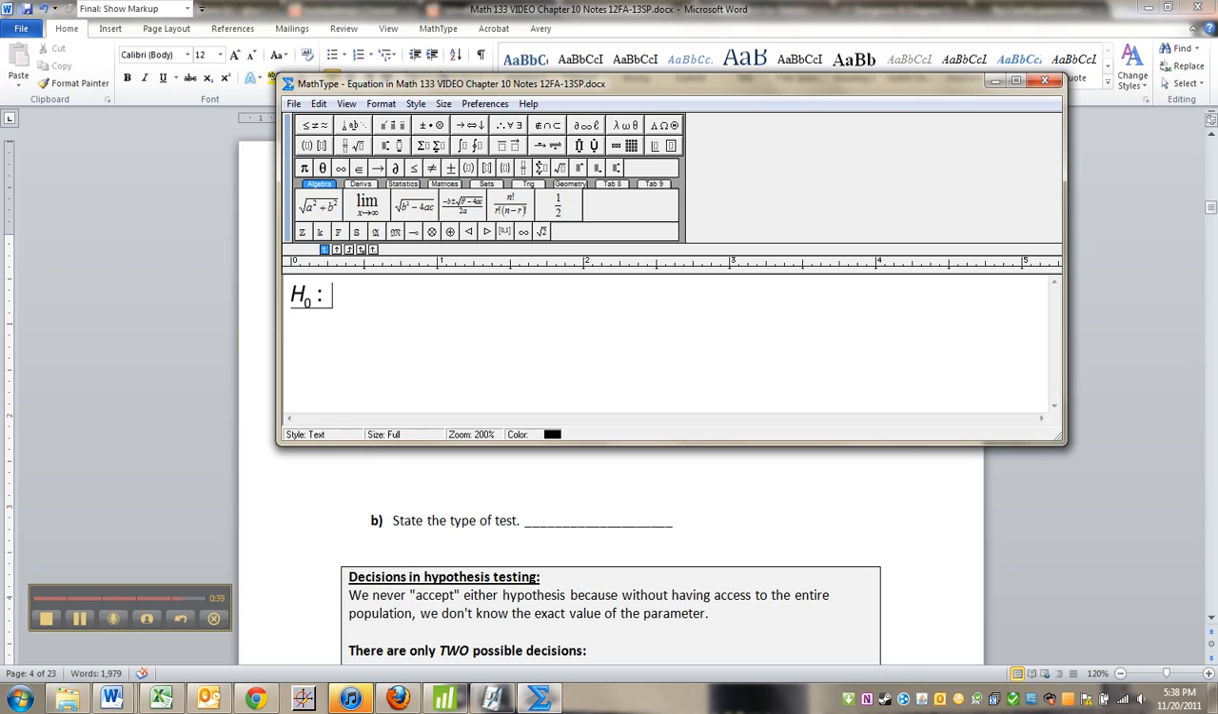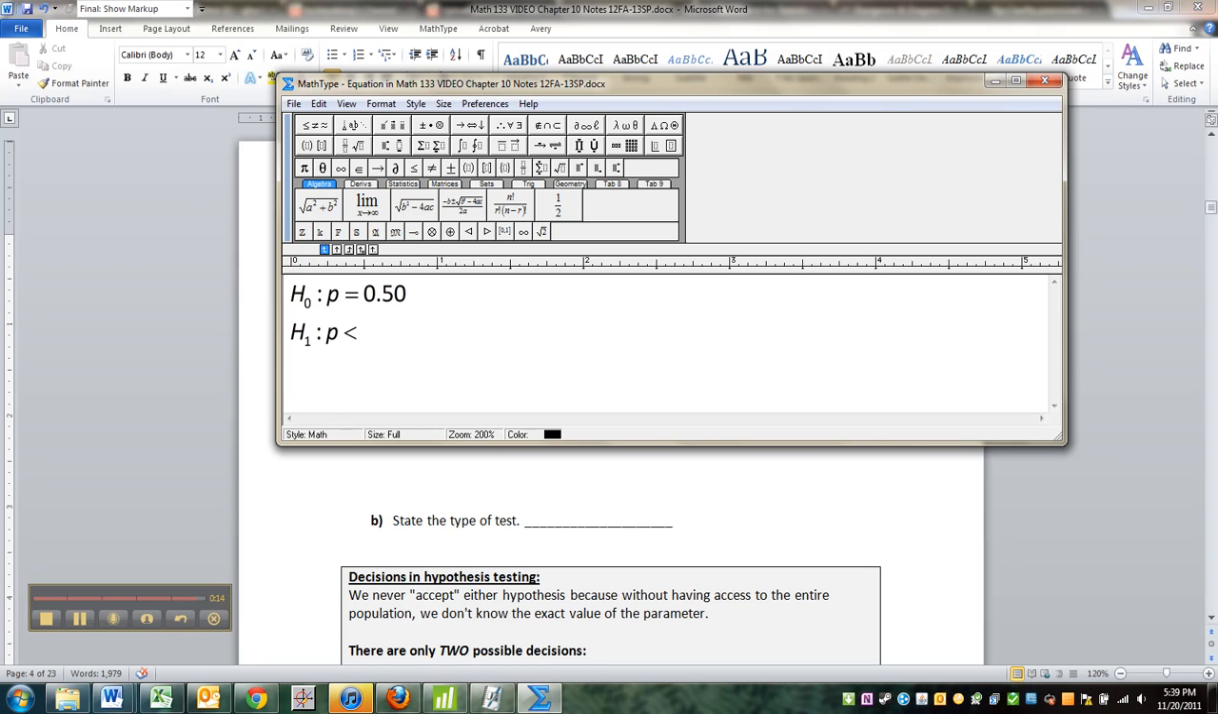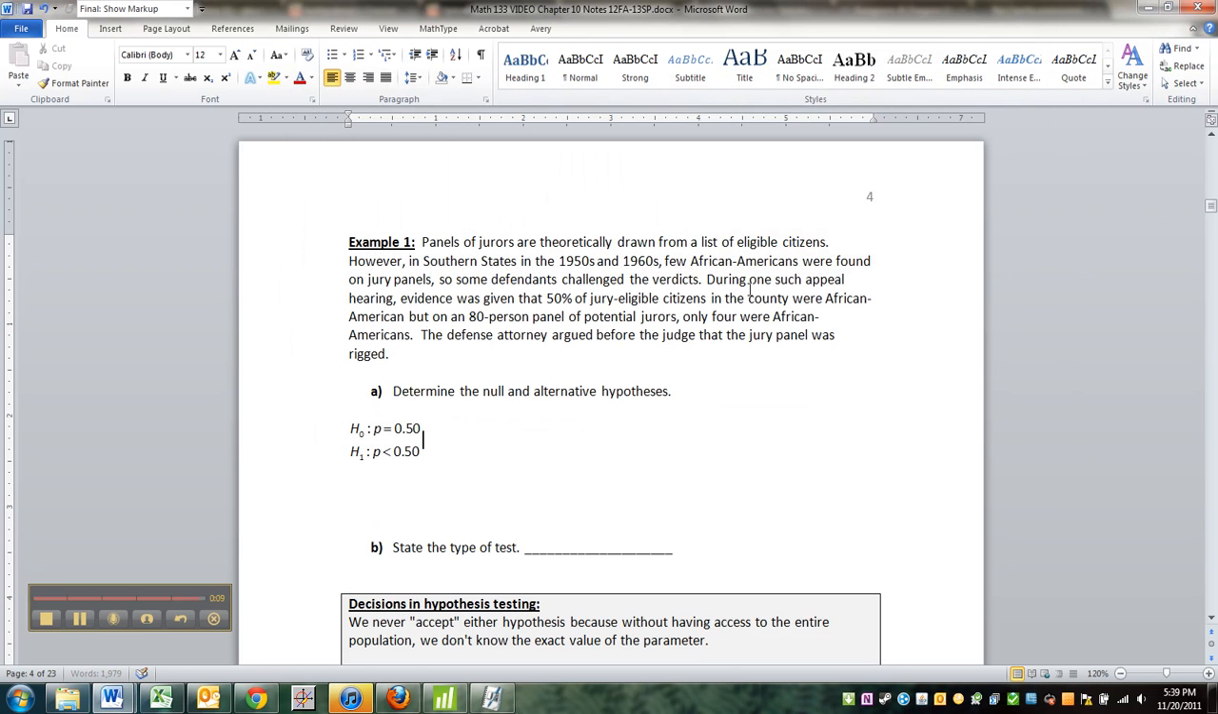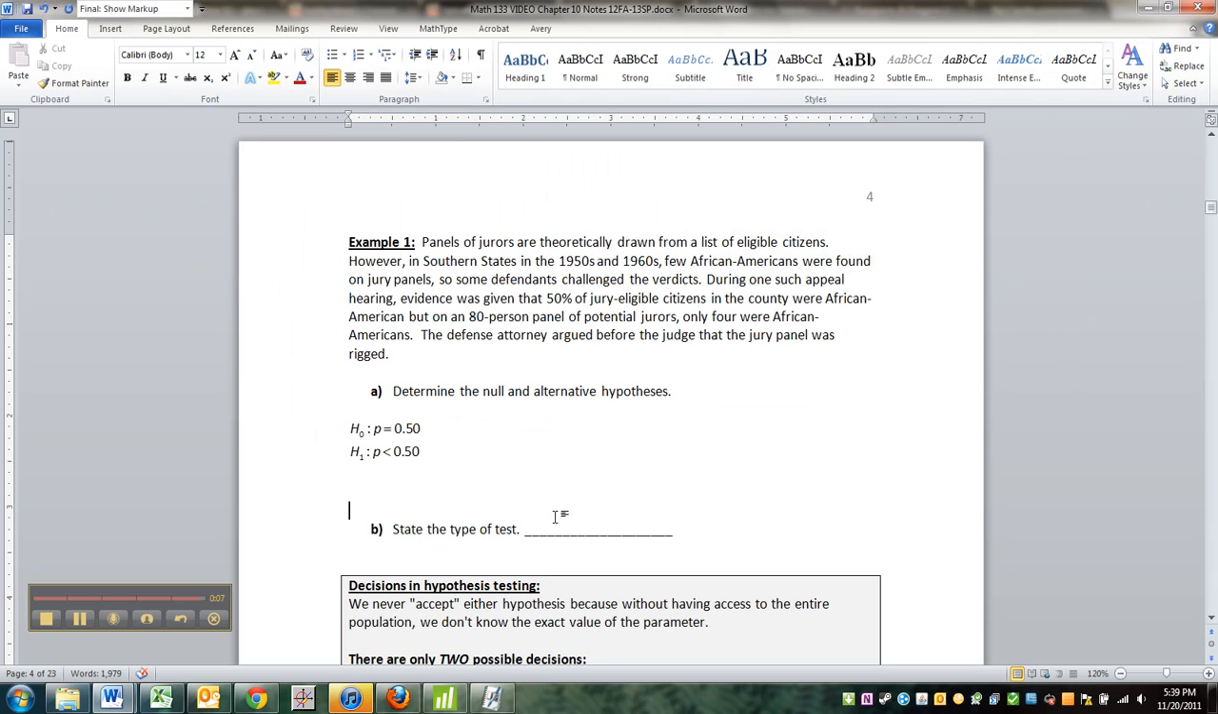So we assume that the jury panel was fair. Okay? If that's the case, then what proportion should be there? Let's write it out in symbols. It should be that the proportion of African Americans is equal to 50% because that's what it was in the county. The alternative, H1, is that the jury was rigged, which would mean the proportion was significantly less than 50%, which is what it should have been if it would have been a fair representation of the county. And this is a left-tailed test.